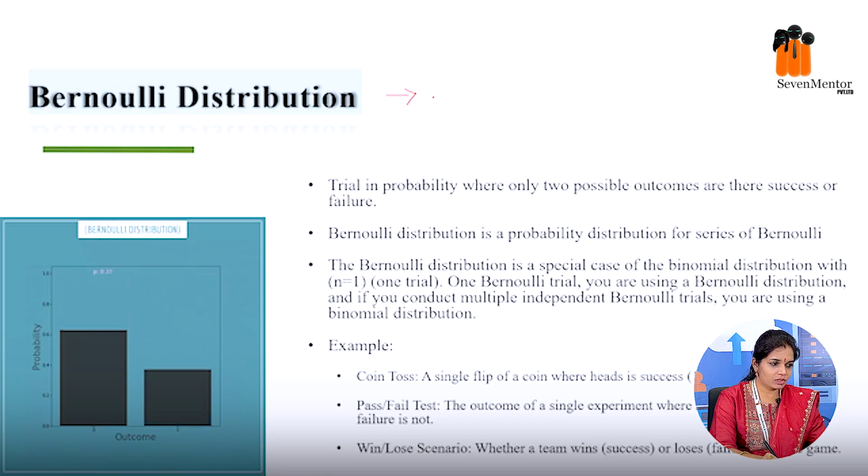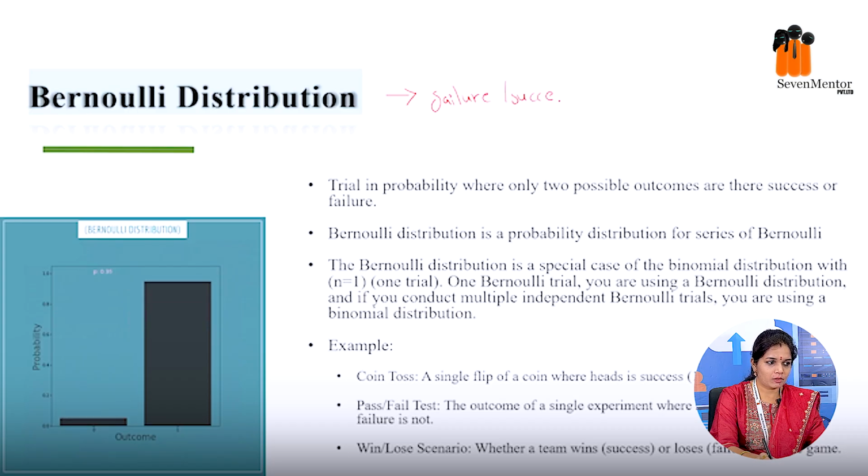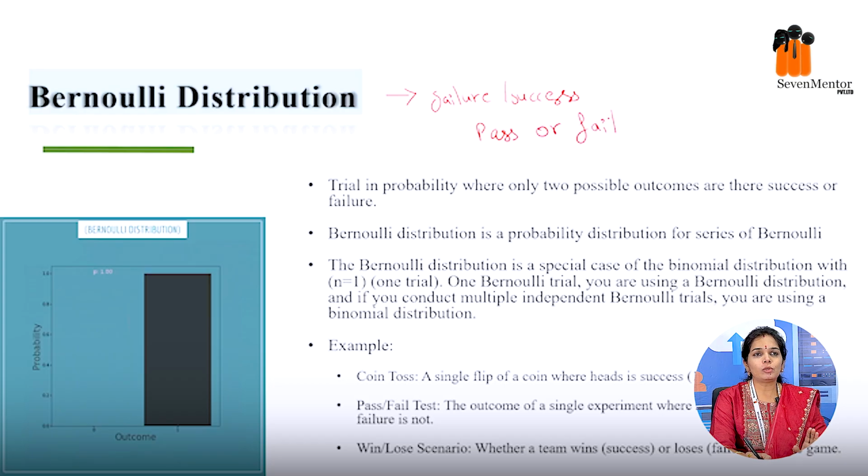Bernoulli distribution gives only two outcomes: failure or success, pass or fail. Clear? Like this. So in an event where only two outcomes are possible, the Bernoulli distribution or Bernoulli trials can be applied. Okay. So the technical definition, we'll have a look.